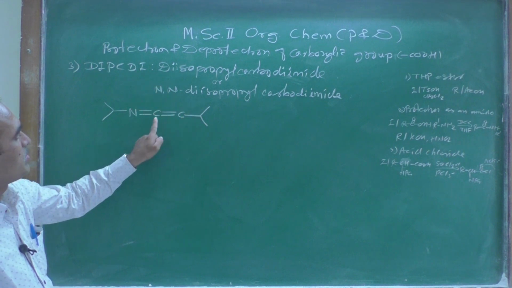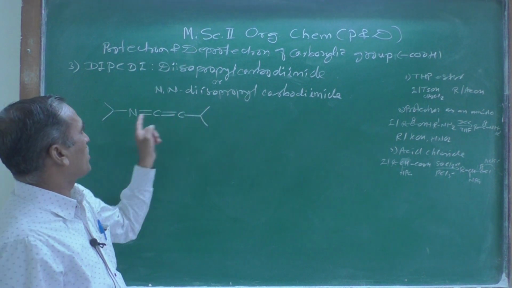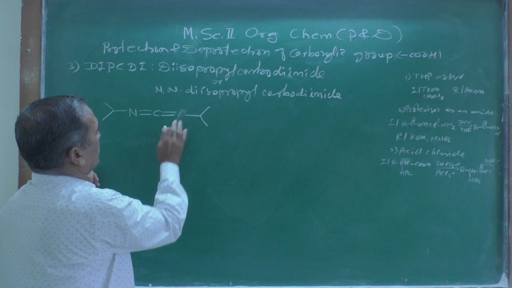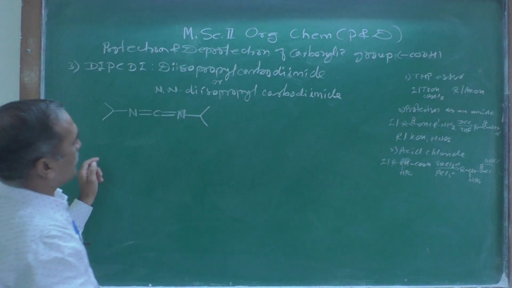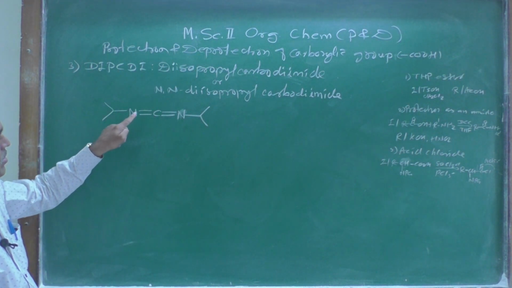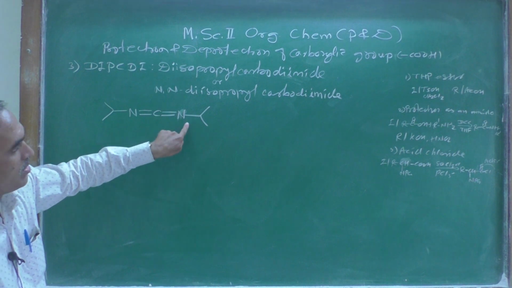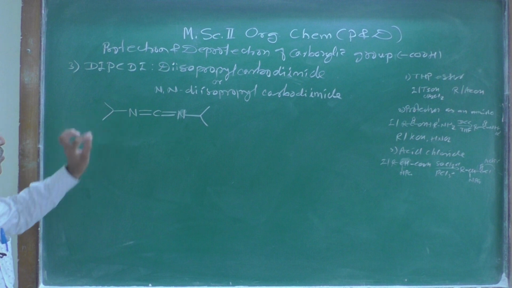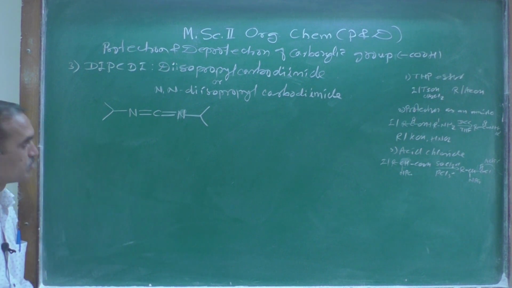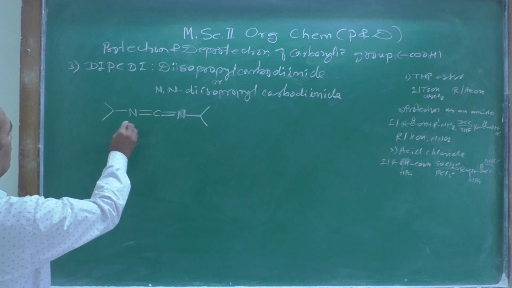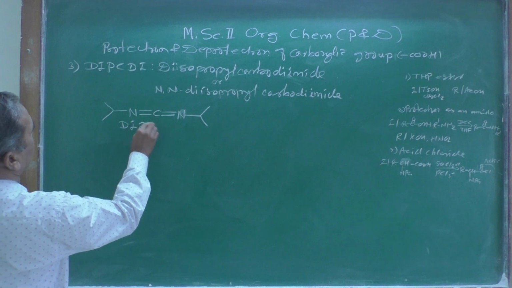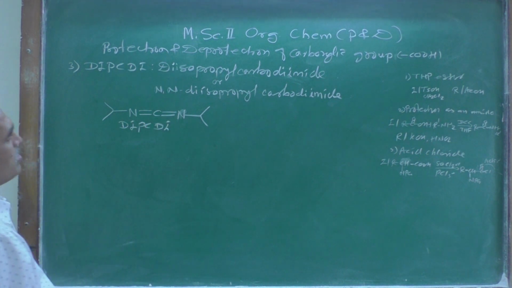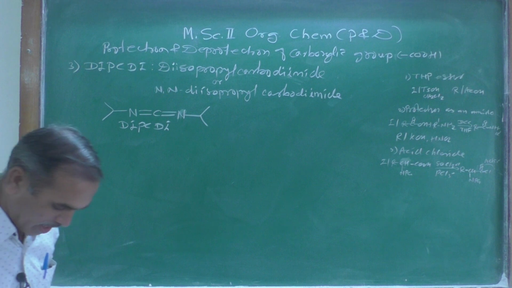Carbo means this carbon atom, and diimide means there is a nitrogen atom, not carbon. Remember here: nitrogen, double bond C, double bond N, and then an isopropyl group attached to both nitrogen atoms. So this is the structure of DIPCDI, a diisopropyl carbodiimide.